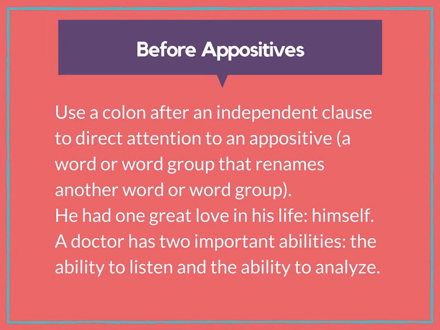Before appositives, use a colon after an independent clause to direct attention to an appositive, a word or word group that renames another word or word group. For example, he had one great love in his life: himself. A doctor has two important abilities: the ability to listen and the ability to analyze.